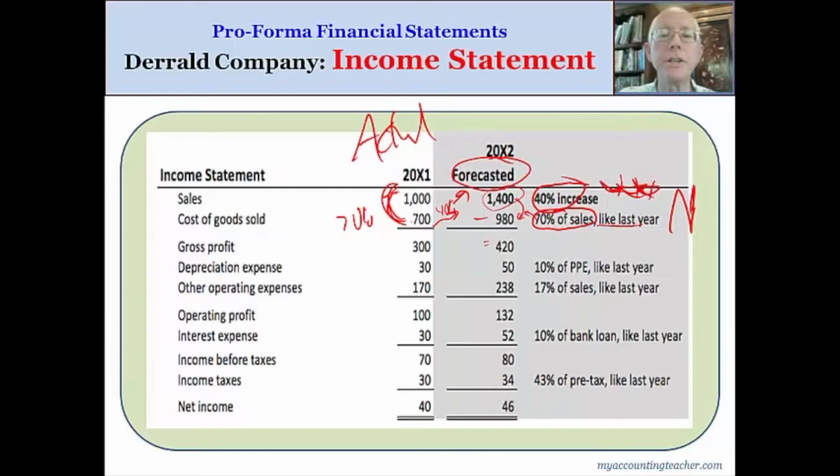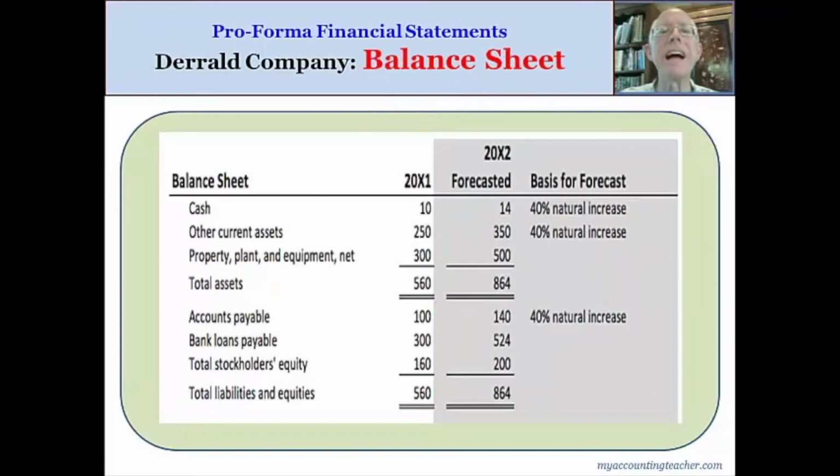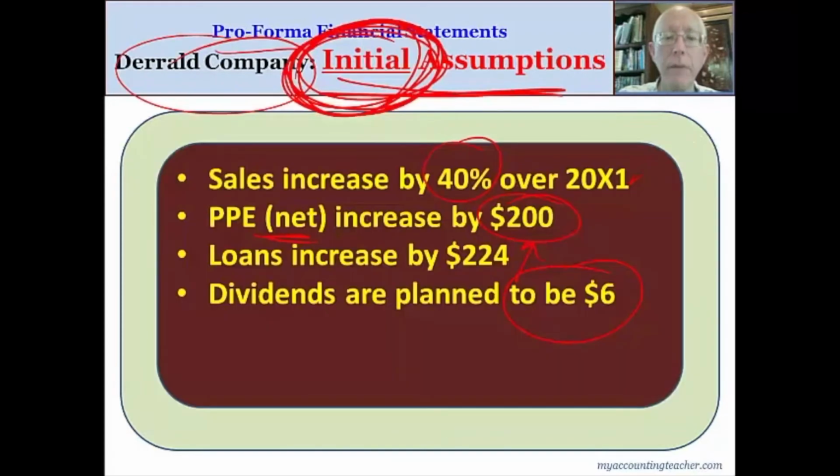Forecasted depreciation expense. I'm going to draw a big line here because this already happened. All right, forecasted depreciation expense. Well, last year it was 30. Sales are going to go up 40%. My depreciation expense also going to go up 40%? How does that work? No. Depreciation expense is not tied to sales. Depreciation expense is tied to property, plant, and equipment. So, let's look at our property, plant, and equipment. We said that our forecast is property, plant, and equipment is going to go up to 200.